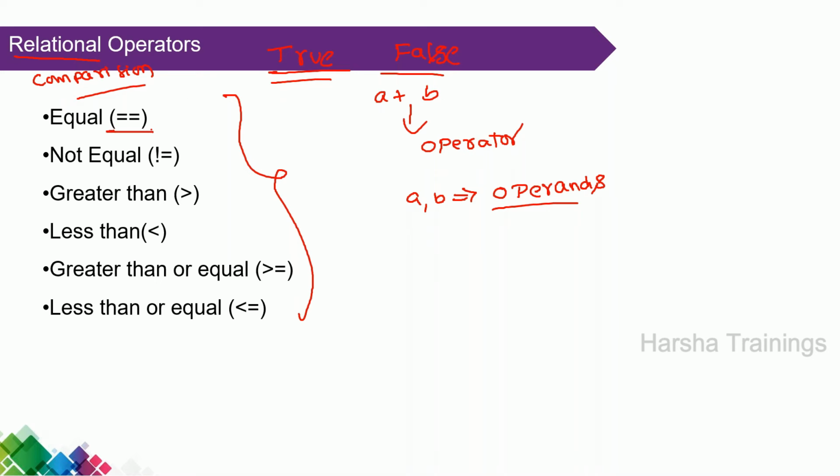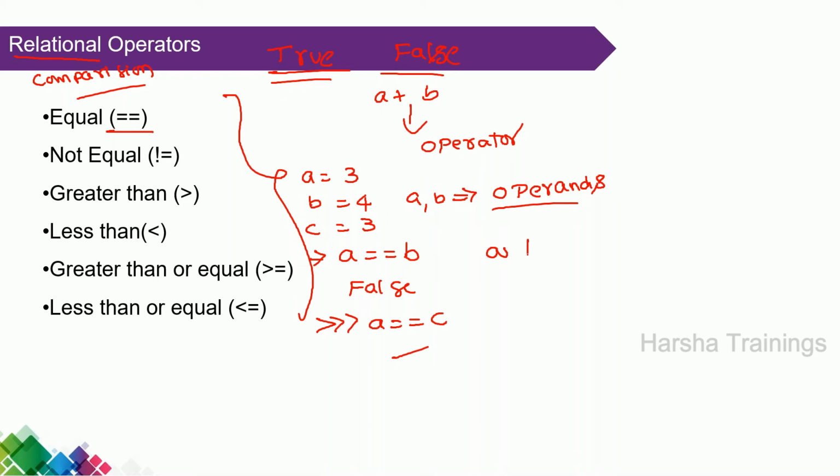Double equal to makes the comparison, A double equal to B. Assume A is equal to 3, B is equal to 4, C is equal to 3. If you are writing the statement in the program directly, A double equal to B and then press enter, automatically the result is false. So the A value and B value are not equal. Suppose A is equal to C, the answer is true.